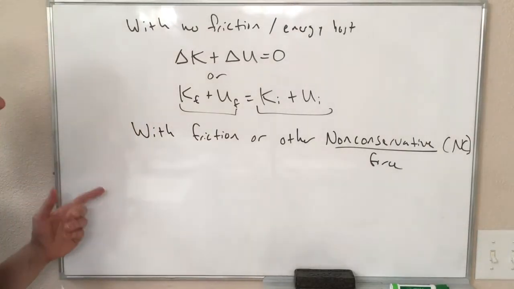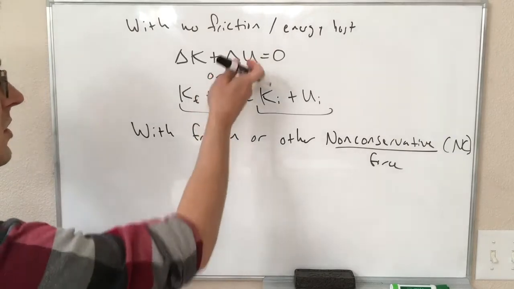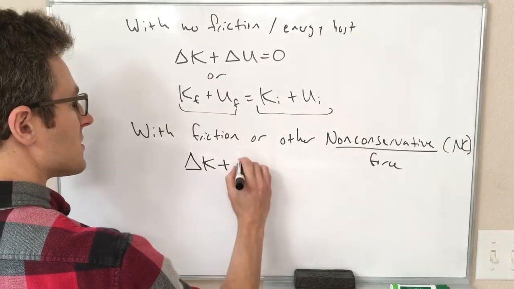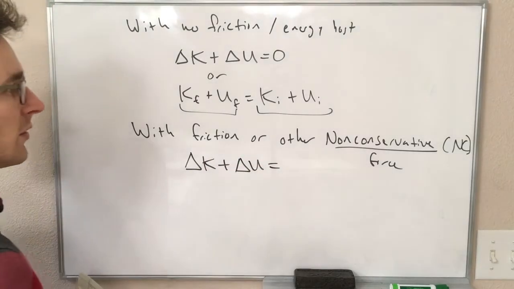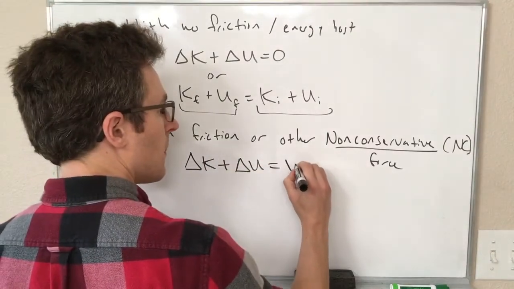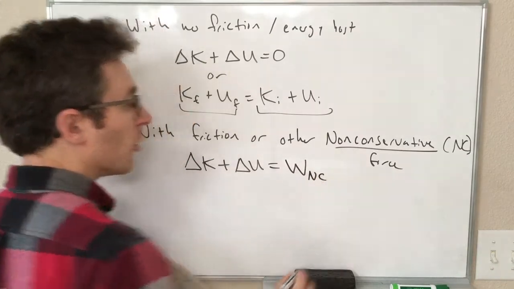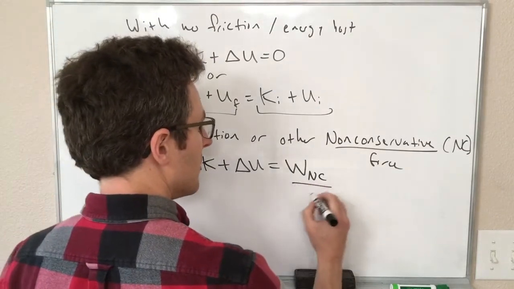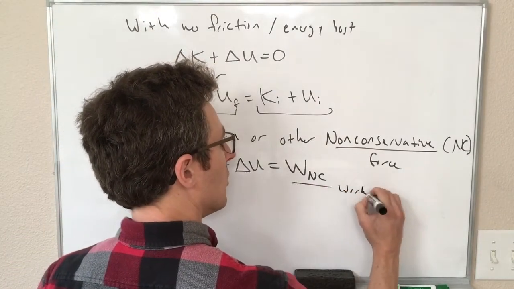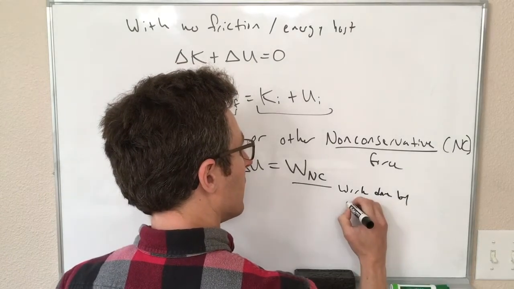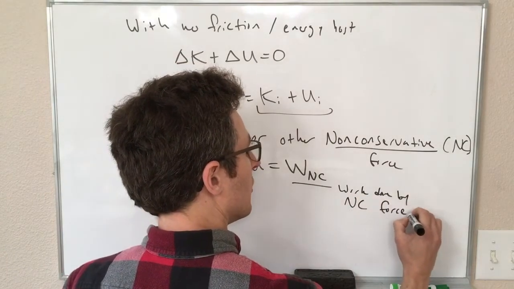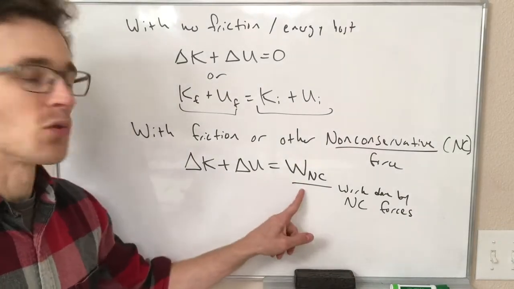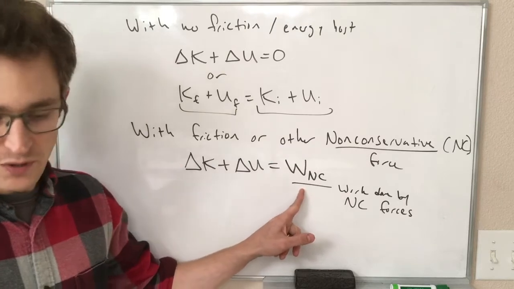So if we do have forces like this, these equations change as follows. Delta K plus delta U isn't equal to 0. It is equal to the work done by whatever those non-conservatives are. So W_NC, this is the work done by those non-conservative forces. So if we had something sliding on a table with friction, this would be the work done by friction in that situation.